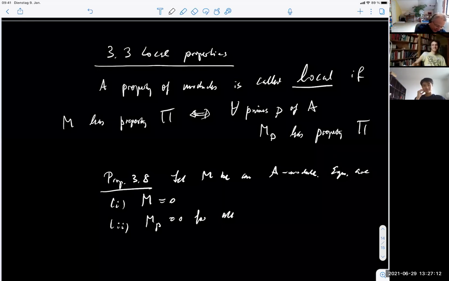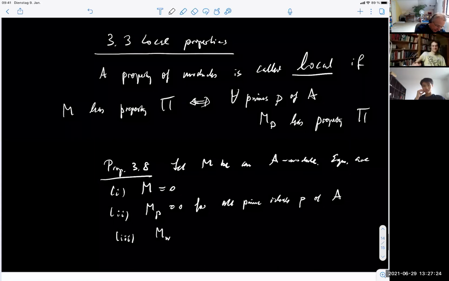So two: the localization is zero for all prime ideals P of A. And three: same property for maximal ideals of A.